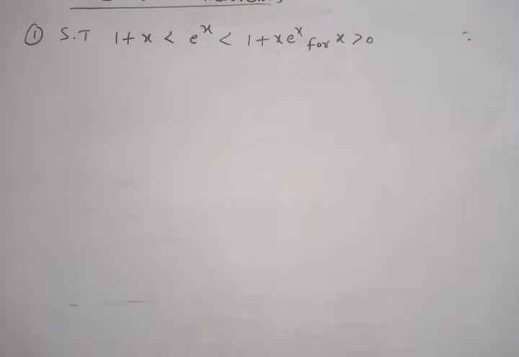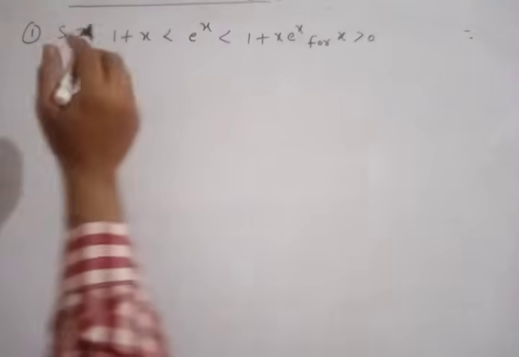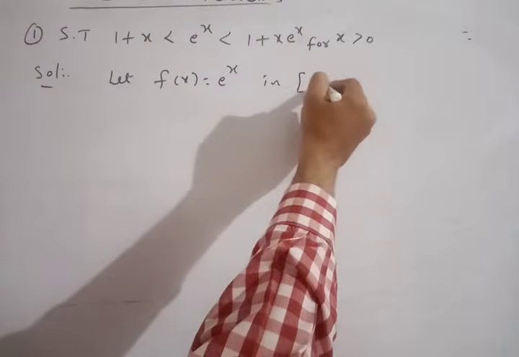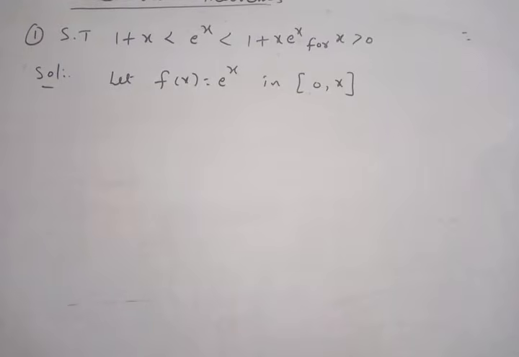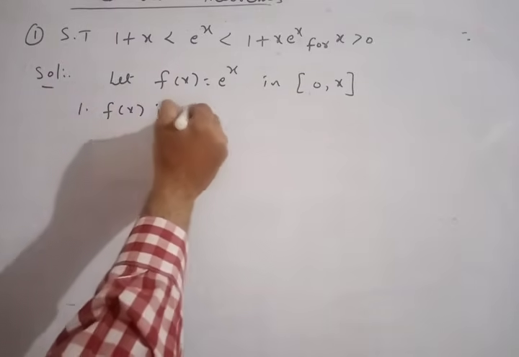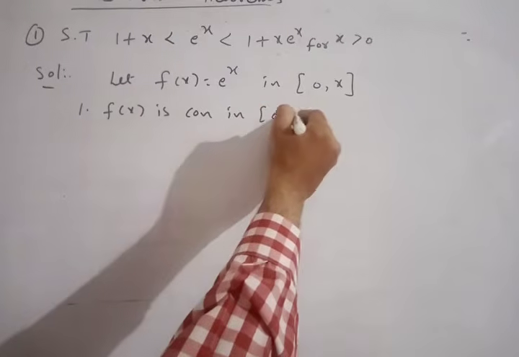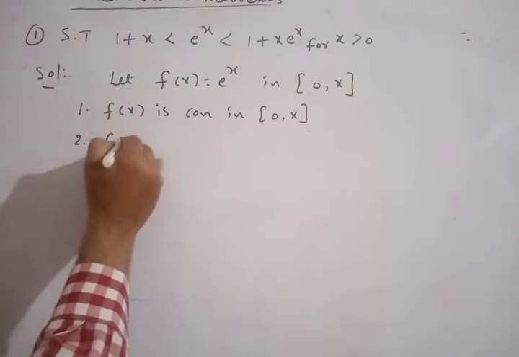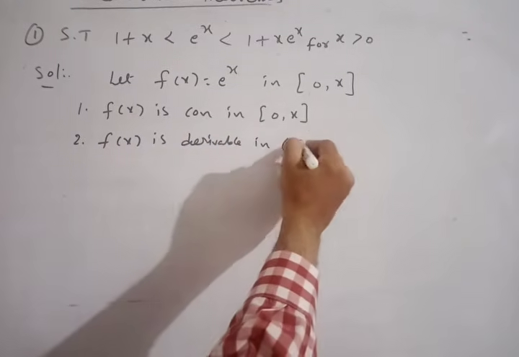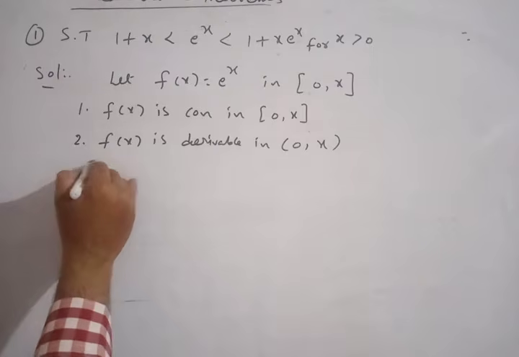Next problem: show that 1 plus x is less than e power x is less than 1 plus x e power x for x greater than 0. To solve this problem, let f of x is equal to e power x in the closed interval 0 comma x. f of x is a function e power x defined in the closed interval 0 comma x. What is the first point? f of x is continuous in the closed interval 0 comma x. The second point is what? f of x is derivable in the open interval 0 comma x. Write it fully, okay? Don't write it just like that.